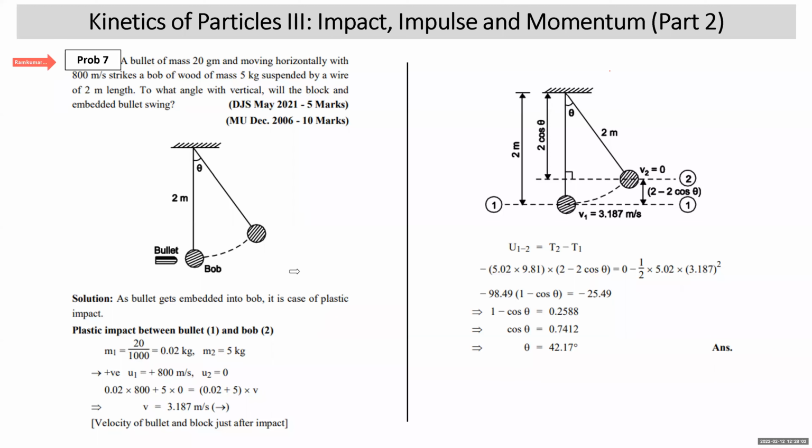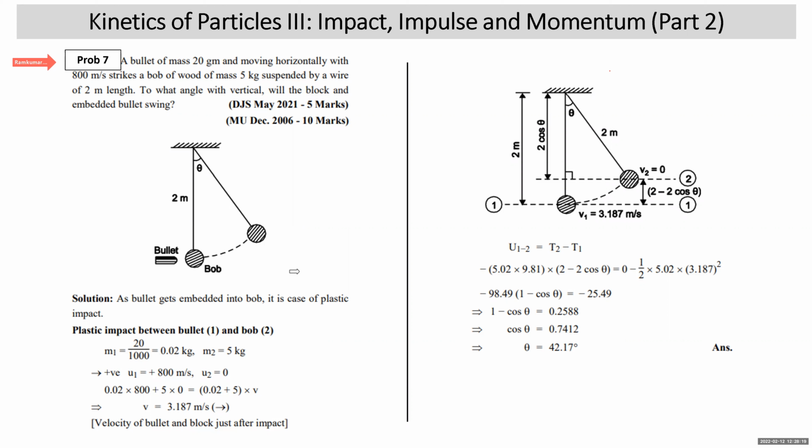Next, problem number 7 of this lecture. A bullet of mass 20 gram and moving horizontally with 800 meter per second strikes a bob of wood of mass 5 kg suspended by a wire of 2 meter length. To what angle with vertical will the block with embedded bullet swing?